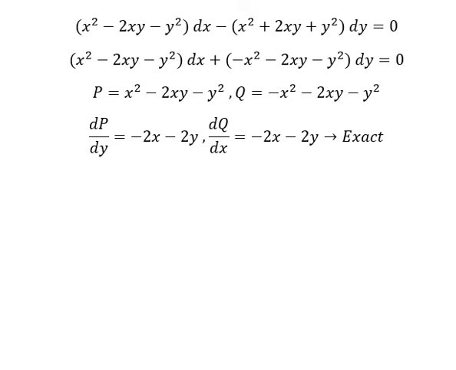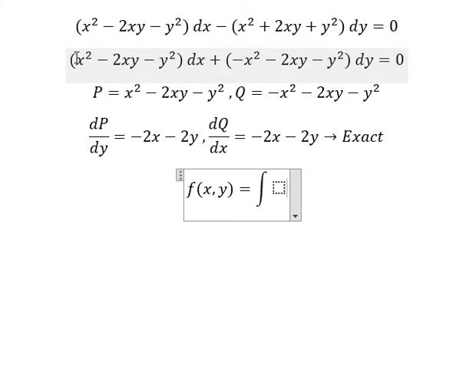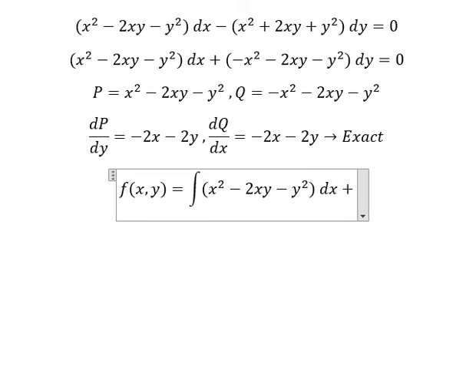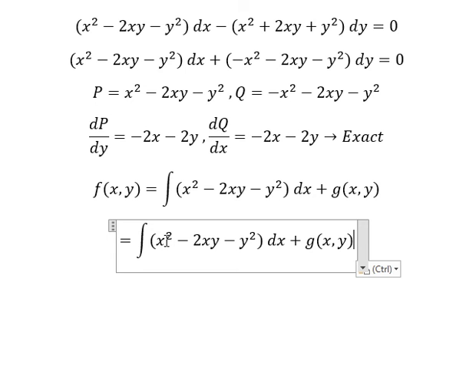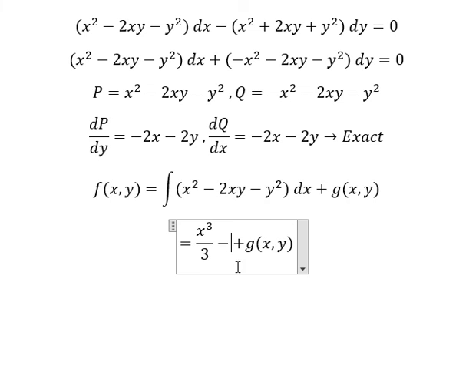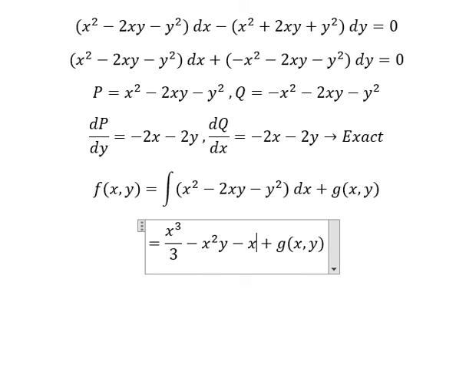Now, we need to set up the function f(x,y) equals to the integration. So, I will put this one gone here plus 3xy. The integration of x squared, we have x to the power of 3 over 3. 2x, that is about x squared y. The next one, that is about xy squared.